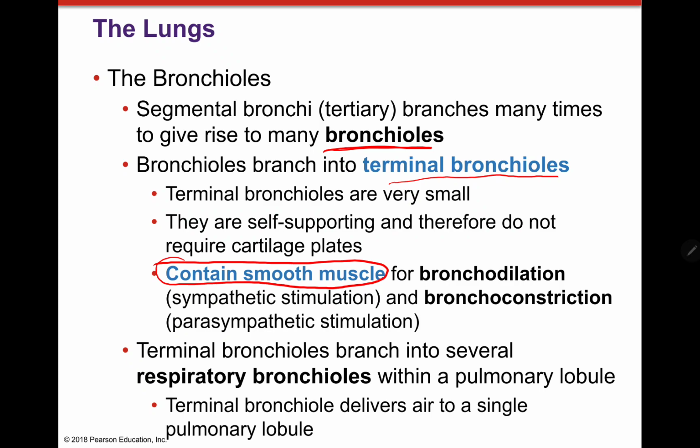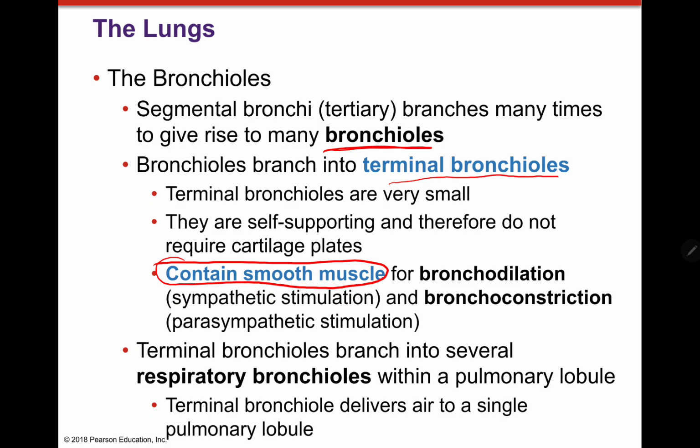And those terminal bronchioles, they're going to consist of smooth muscle. Why? Well, for bronchodilation and bronchoconstriction. That smooth muscle is to be stimulated in times that we need. For that sympathetic stimulation for bronchodilation, to increase the amount of air, and for bronchoconstriction when you don't really need it, when you're resting, for that parasympathetic stimulation.